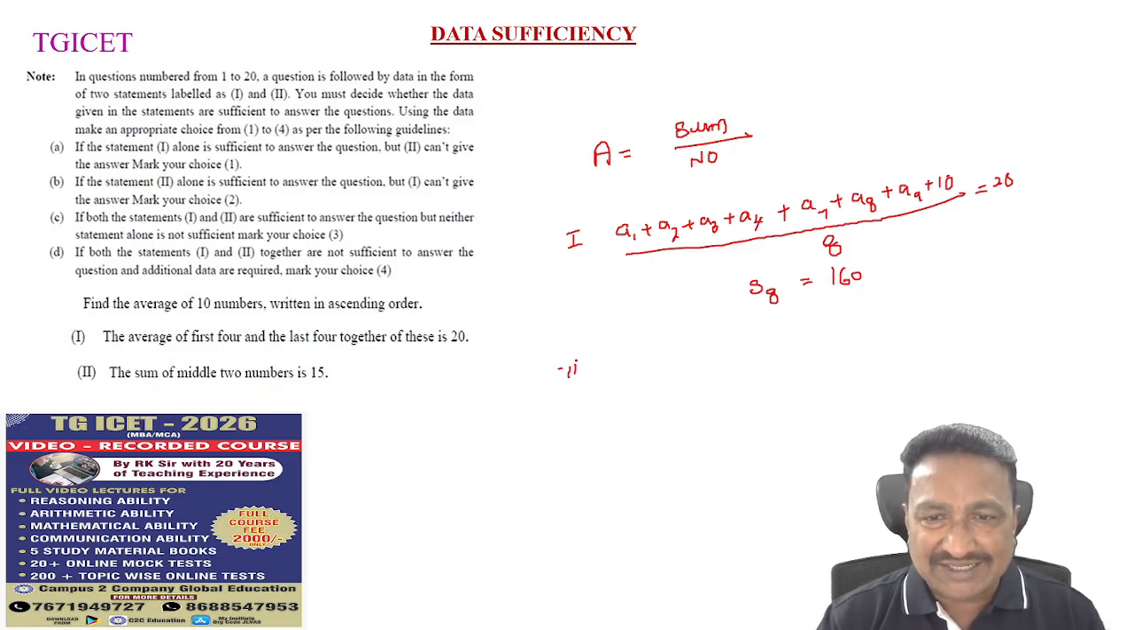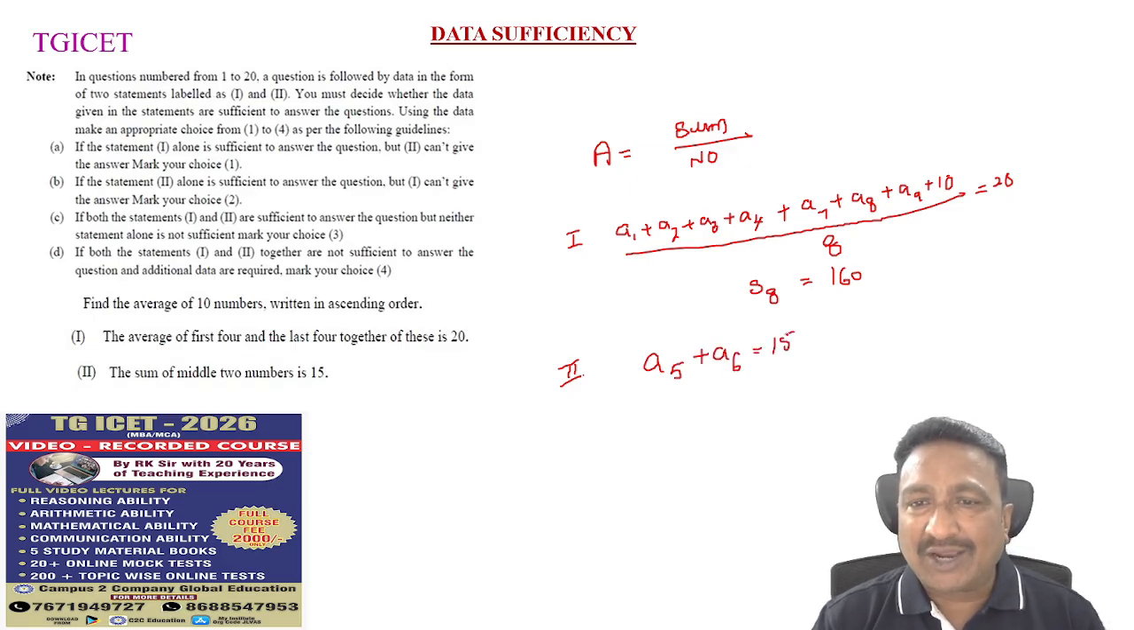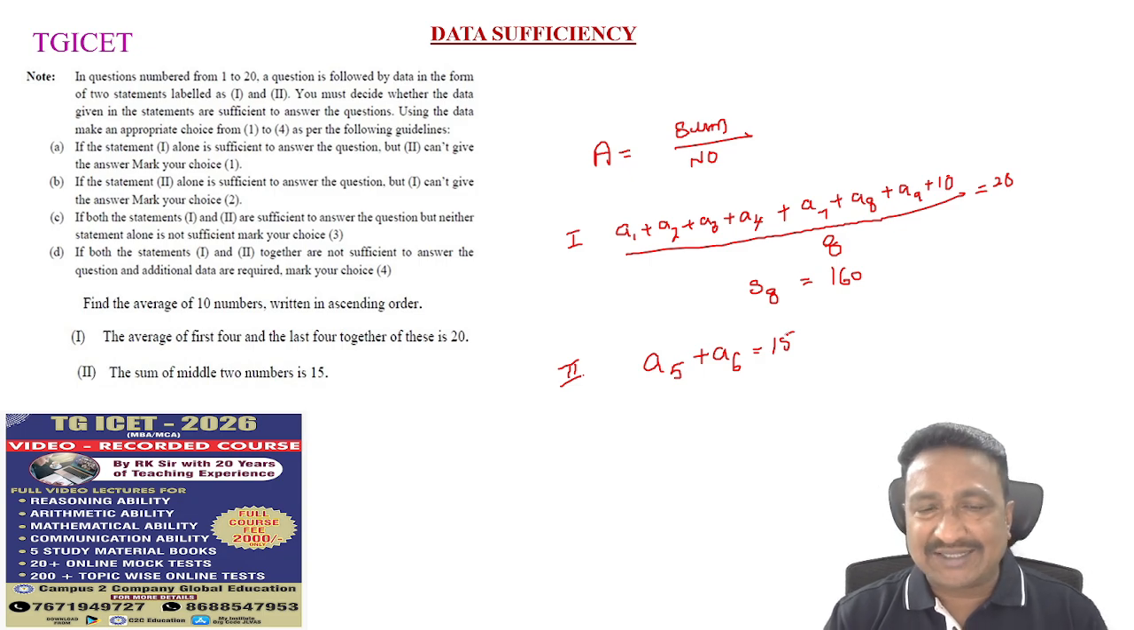Now look at the second statement. What is the second statement? The sum of the middle 2 numbers. The sum of the middle 2 numbers means a5 and a6, which is equal to 15. So according to the second statement also we cannot decide, because we don't know the sum of the remaining 8 numbers. So the first statement alone we cannot decide and the second statement alone we cannot decide.